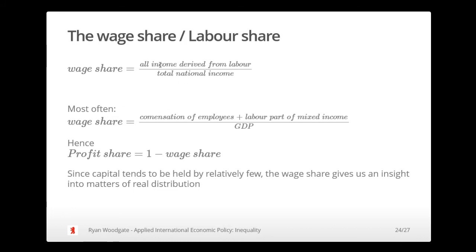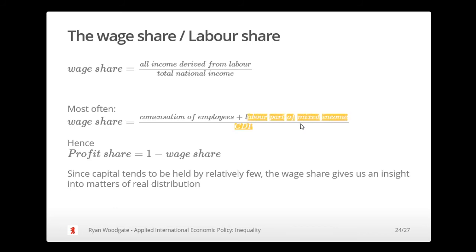Now, how can you get all the income derived from labor out of the national statistics? Well, often we simply take the compensation of employees and add some estimates of the labor part of mixed income to that compensation of employees. Because remember, there are a lot of self-employed people in the economy, and they will be counted as part of mixed income because their income is not purely from labor, it may also be from their own use of capital, right? Their own machinery, their own cars, their own buildings, and so on.